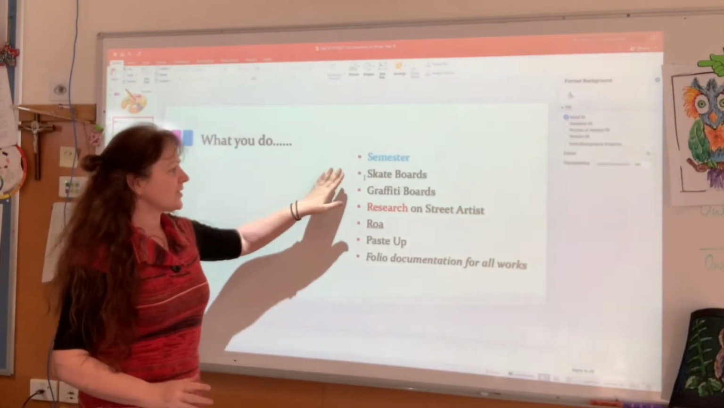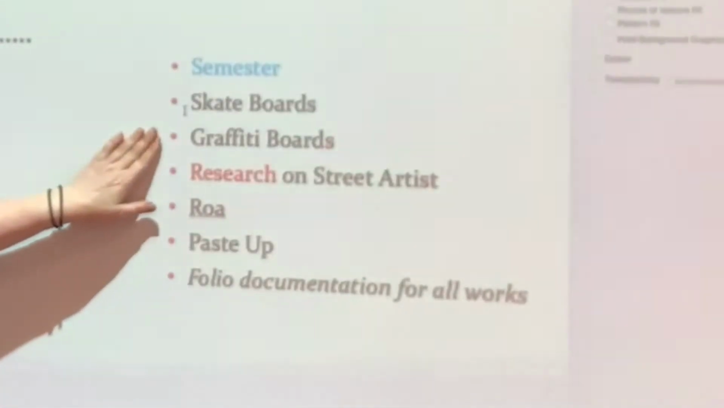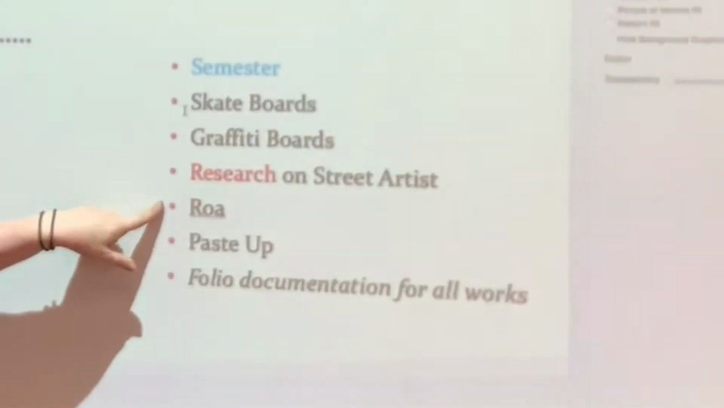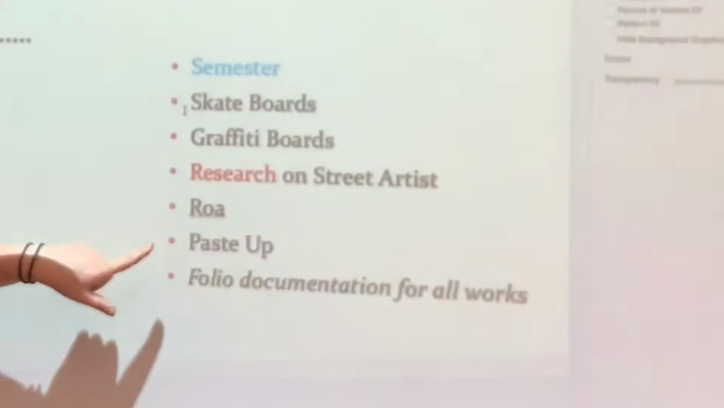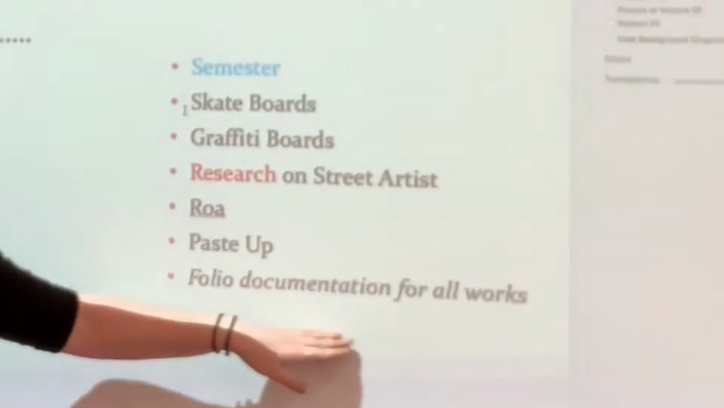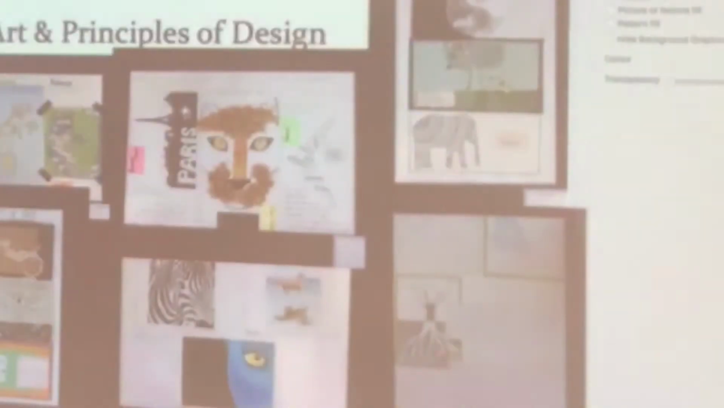We look at our elements and principles. We're going to create a skateboard, a graffiti board. We do a research task. We do a piece of artwork based on an artist called Roa. And we do a paste up if we have time. And a lot of this work is documented with a folio, and I'll show you some examples of some folios and I'll talk about that a little bit more.